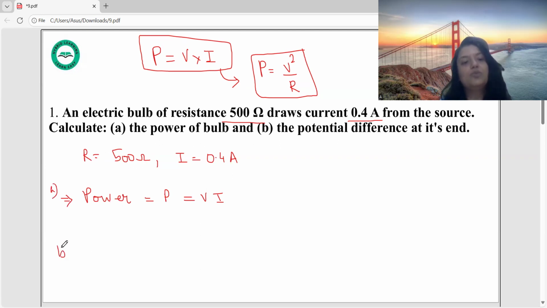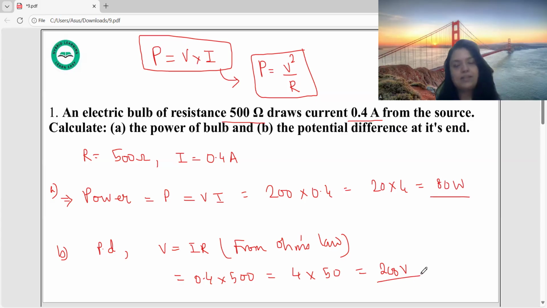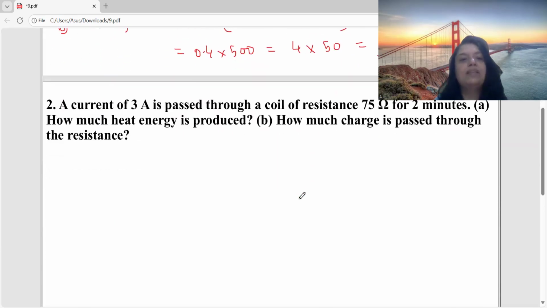This is my A, so let's do B first. Potential difference, I'm writing PD. That is V is equal to IR from Ohm's law. Current is 0.4 and resistance is 500. If I do the calculation, that is 4 into 50, which is 200 volt. Now let's go back and substitute here 200 into 0.4, which is 20 into 4, that is 80 watt. So this is my first answer and this is my second answer. Let's go to the next question. This is question number 2.